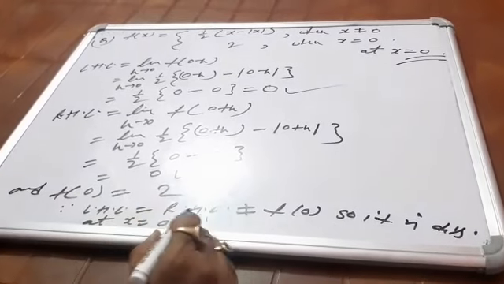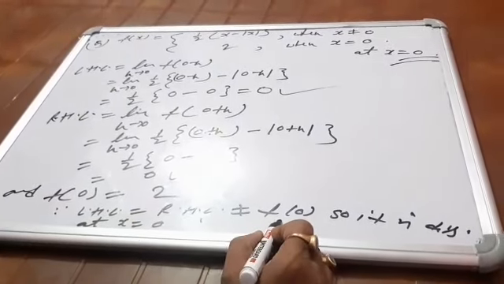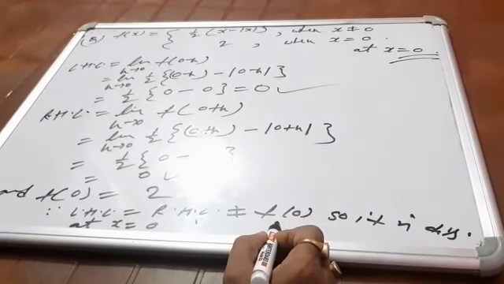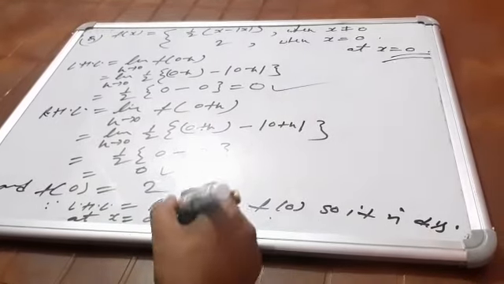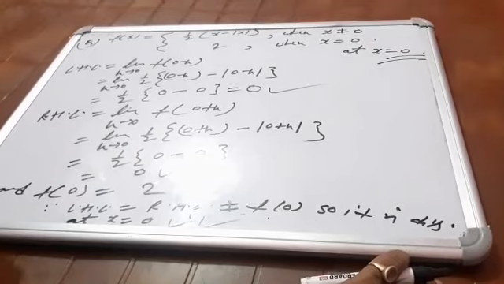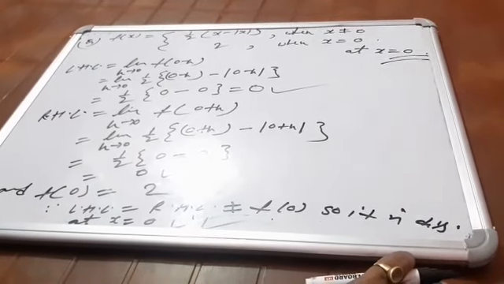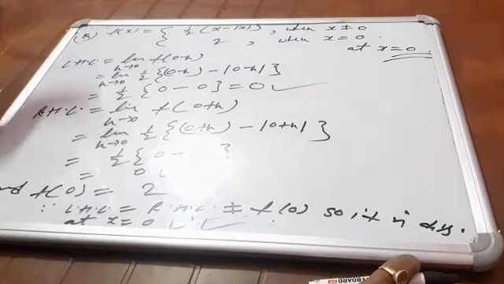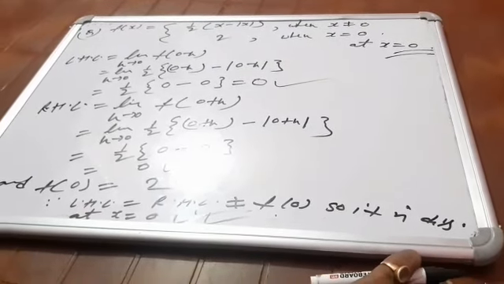So here LHL equals RHL but is not equal to the value of the function. So what about this function? Yes, obviously this function is discontinuous at x equal to 0. Understood the concept? This way we are going to find out whether the given function is continuous or not.